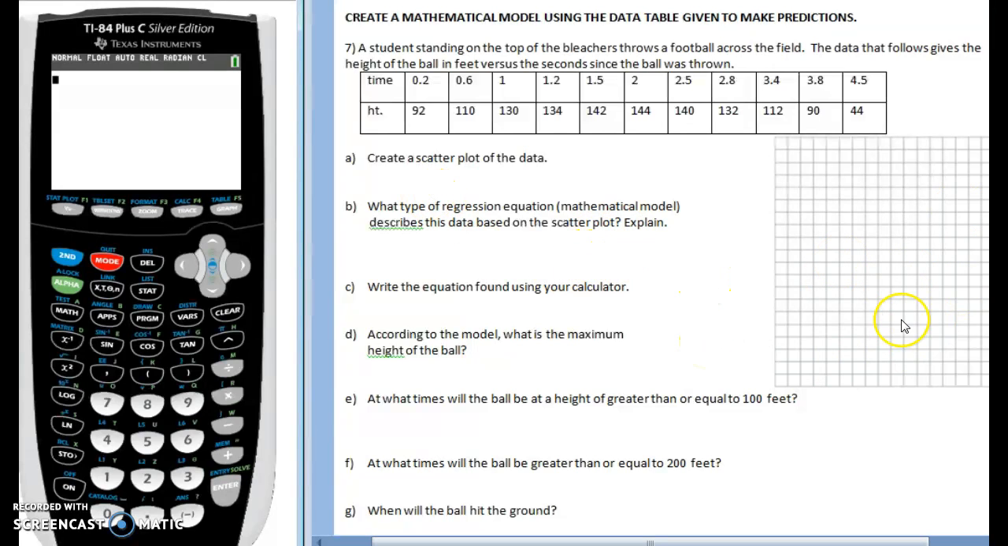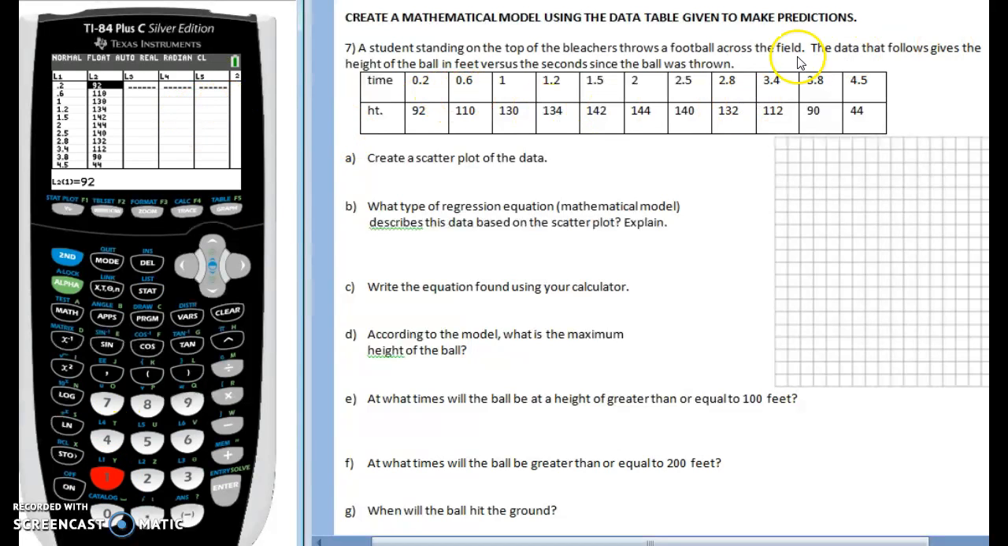part B is again, which one do you think at first, and then we're specifically going to use our calculator to find out which one fits the best. So I'm going to start there with which one fits the best. So I'm going to hit Stat, I'm going to hit Edit, and then I'm going to enter in all of my values into my calculator like you see here.